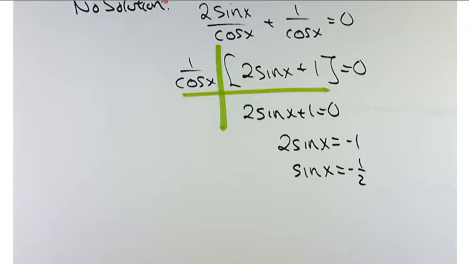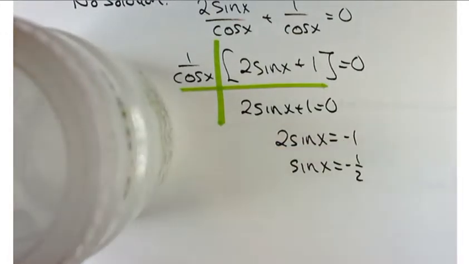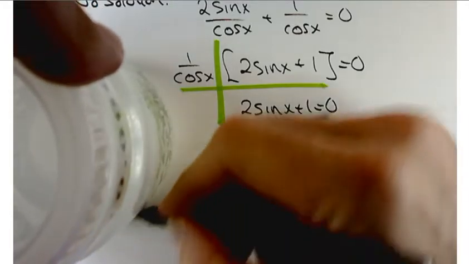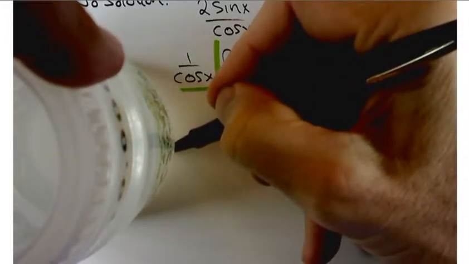Sine of x equals negative 1/2. Where is that true? Wow, way to go. I'm impressed. All right, so if you're struggling, you're like, oh gosh, I'm just not good at those. I don't remember those. Let me help you out.